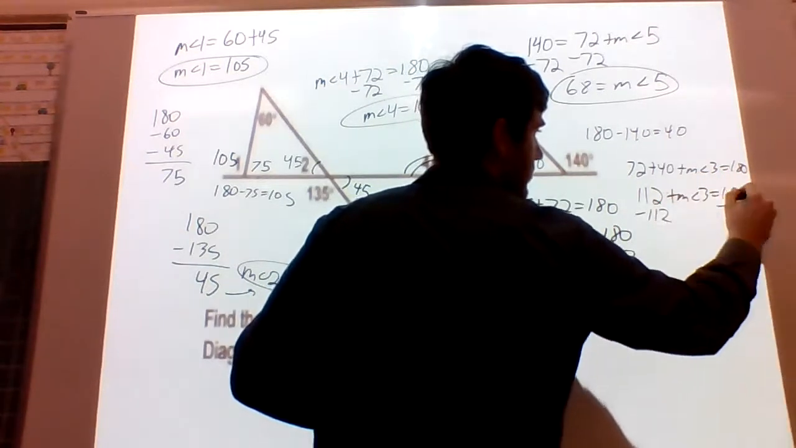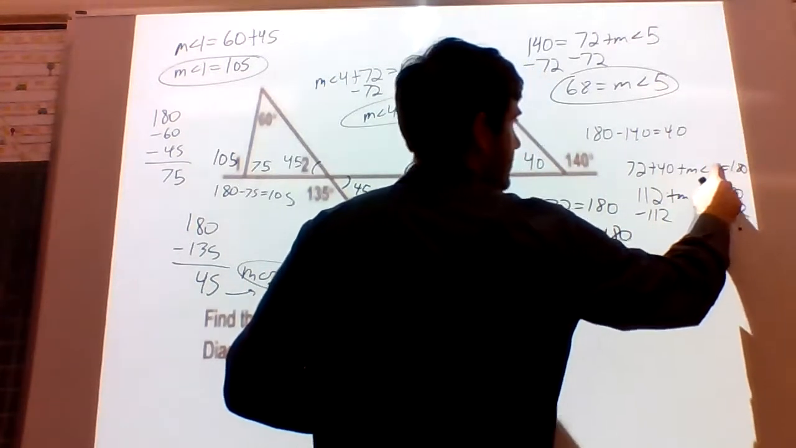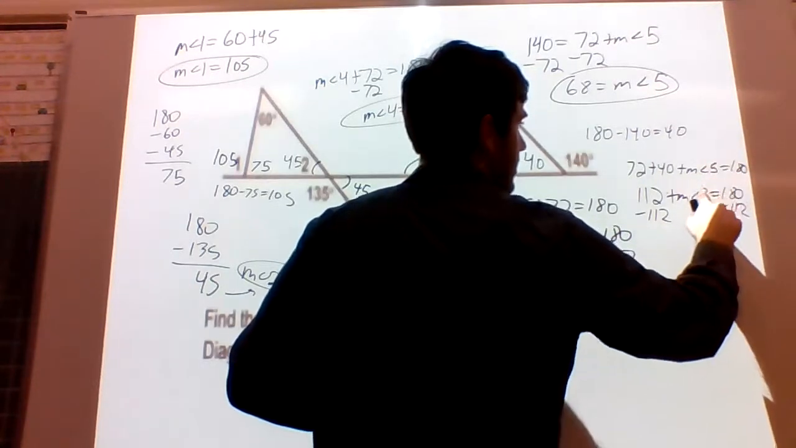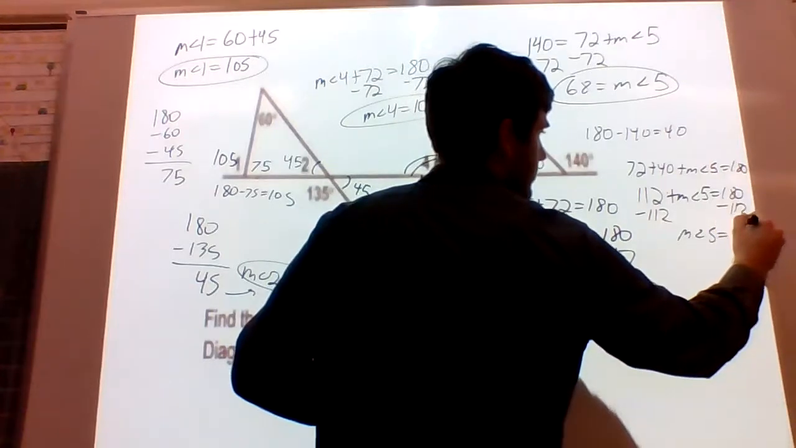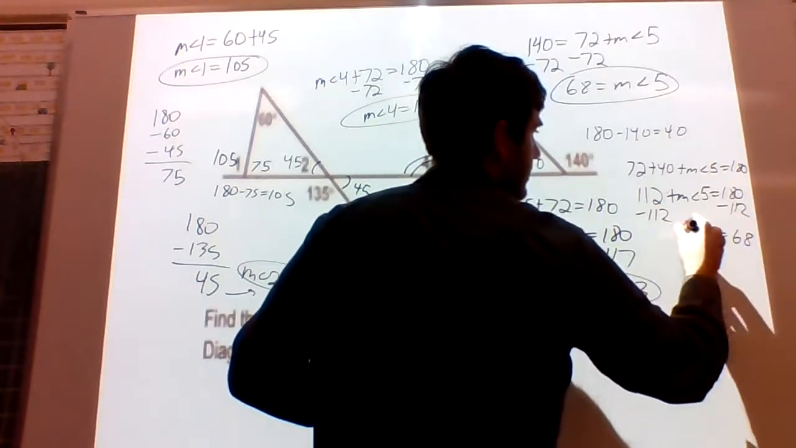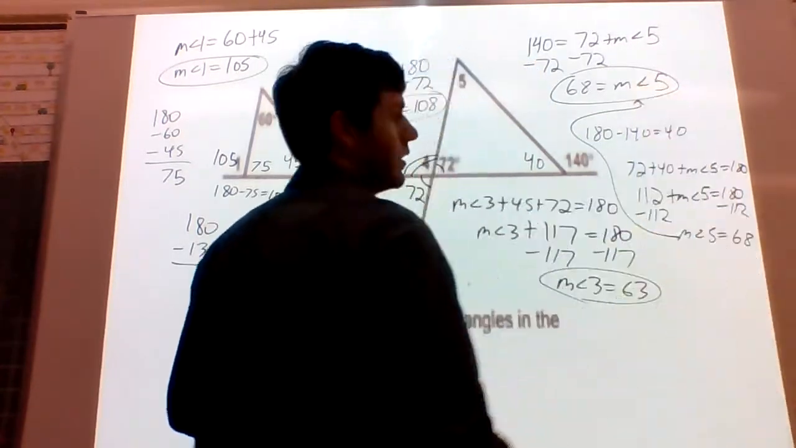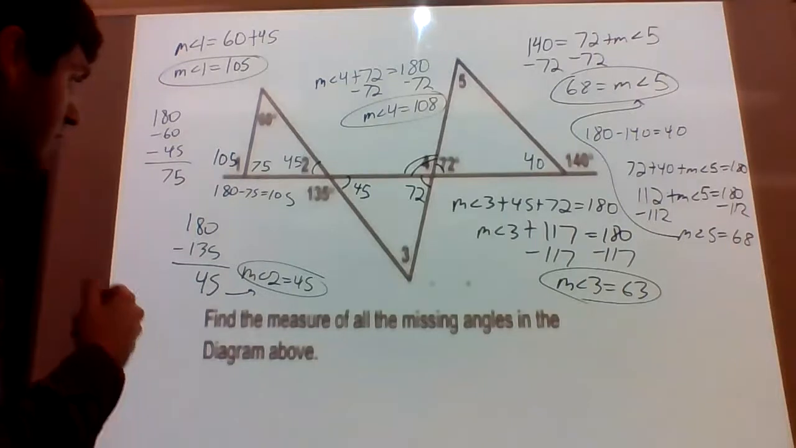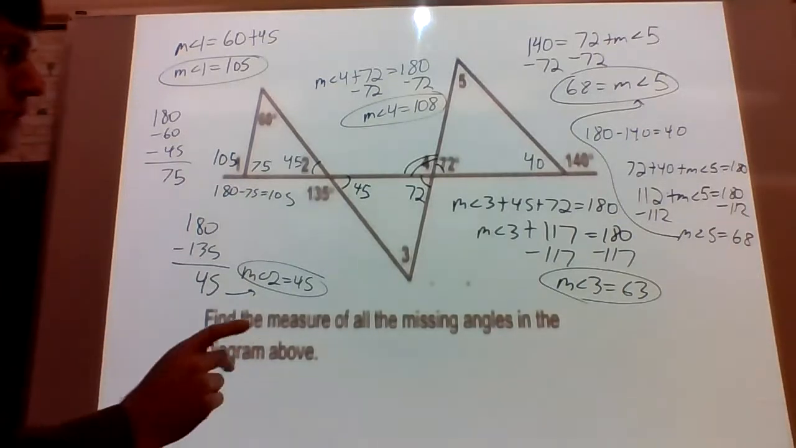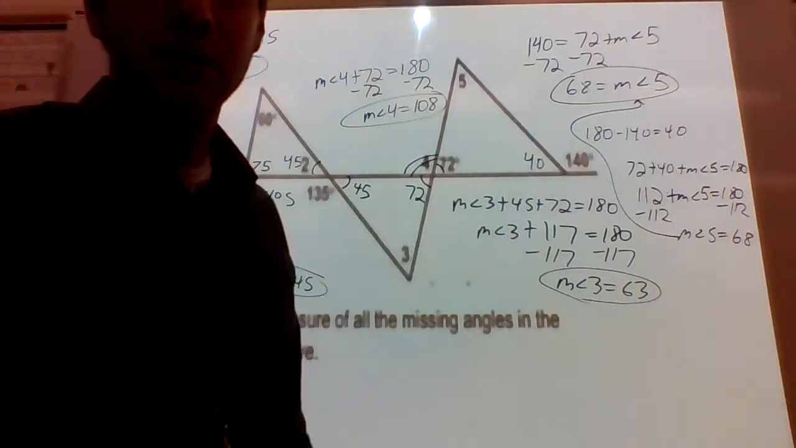Subtract 112. Well, this is 5, I'm sorry. The measure of angle 5 equals 68, which is what we got before. Okay. And that's the Unit 3 questions we had from the in-class review.